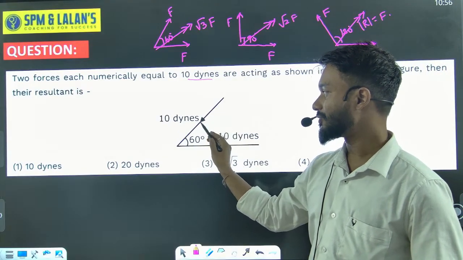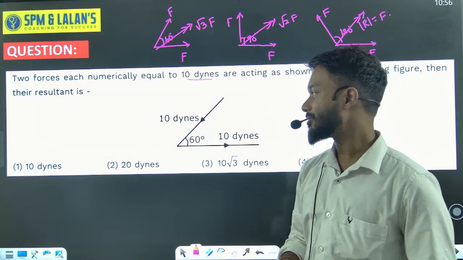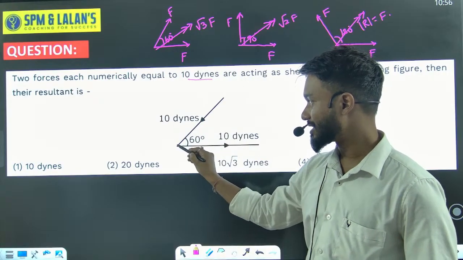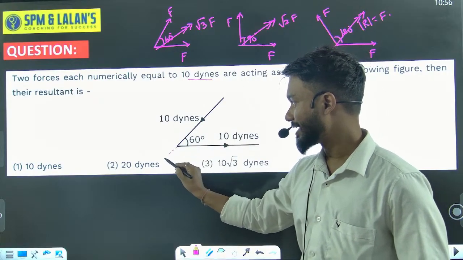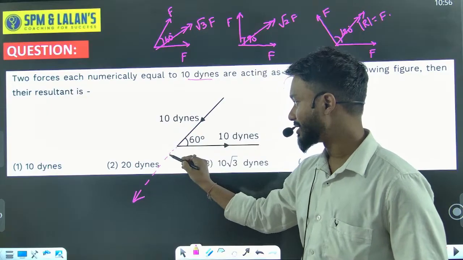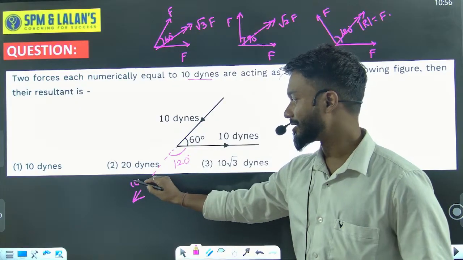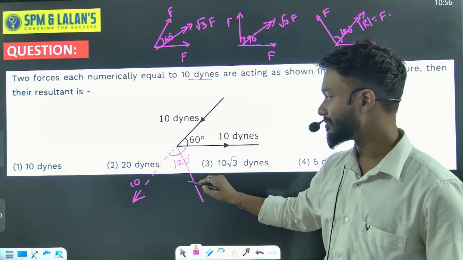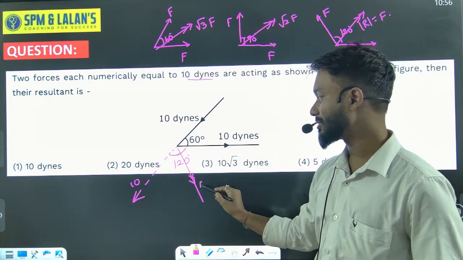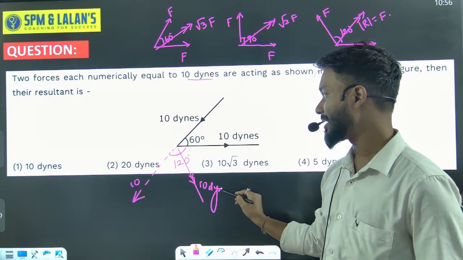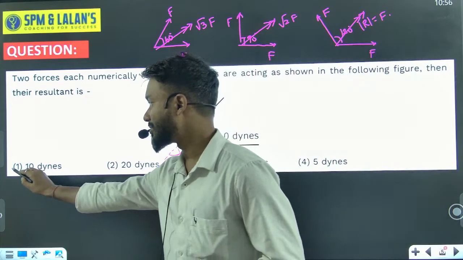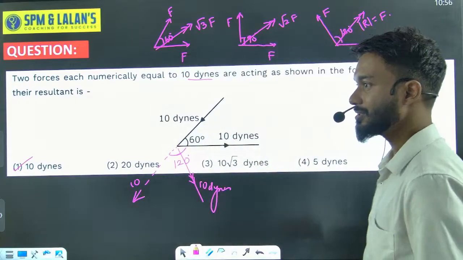The angle between two vectors either should be tail to tail or it should be head to head. This vector, this is the head and this is the tail. So we can extend it like this. Then this angle will become how much? 120 degree. This is 10 dyne. This is also 10 dyne. So resultant will be somewhere bisecting the angle and magnitude of the resultant also will be equal to what? 10 dyne only. So answer will be option number 1. I hope it is clear.